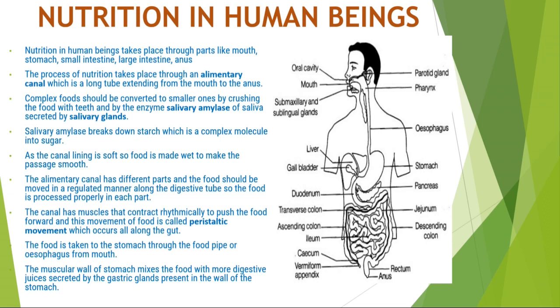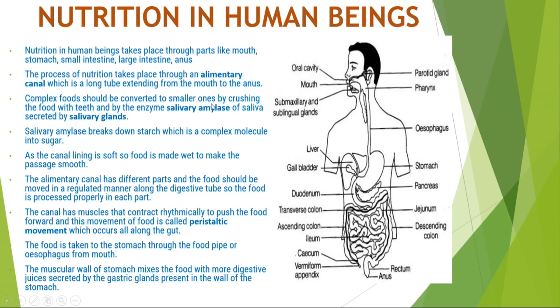Nutrition in human beings takes place through parts like the mouth, stomach, small intestine, large intestine and anus. These are the parts in which nutrition in human beings continues. The process of nutrition takes place through the alimentary canal. This is the total alimentary canal, a long tube extending from the mouth to the anus.